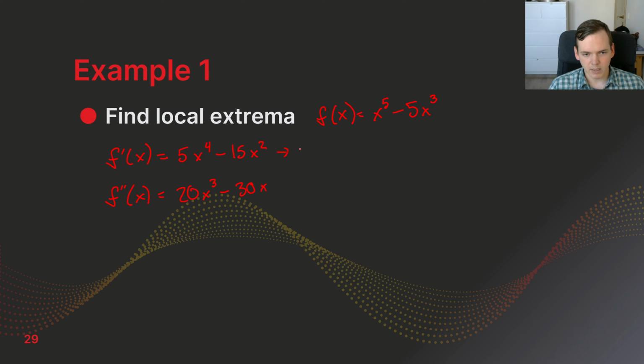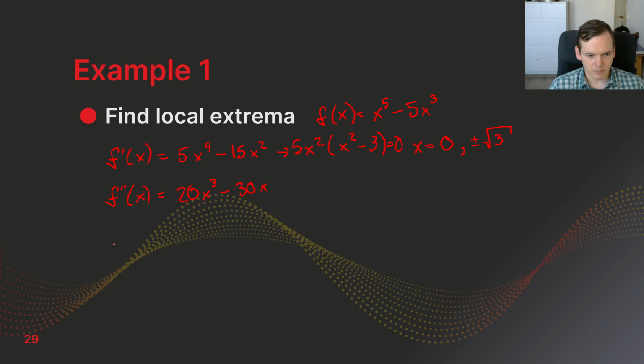So let's rewrite that as x squared times 5 times x squared minus 3. So that means that x has a critical point at 0 and plus or minus square root of 3, because that's what's going to give all of these zeros. So now we plug those into our second derivative.